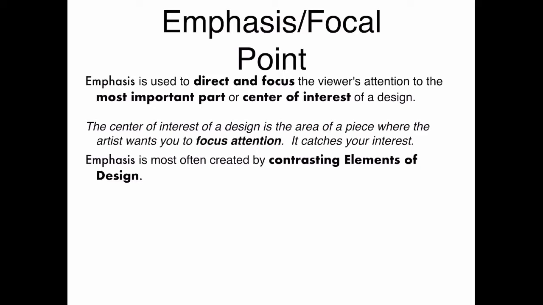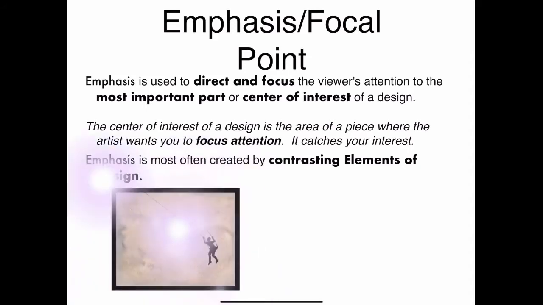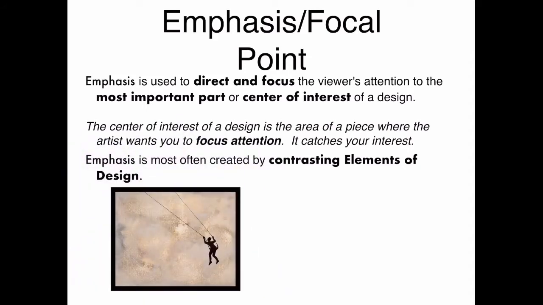So, emphasis is most often created by contrasting the elements of design. In the painting that we see here on the left, we have a person on a swing. Notice the elements of design that are being contrasted. First, we have color. We have this golden yellowish color in the background and no color on the person. So that's being contrasted. We also have texture. There's a rough texture in the background, no texture on the person. Value is also being contrasted. The background is a very light value where the person is a very dark value. So because those three elements are being contrasted, our eye is mainly looking at the person on the swing.